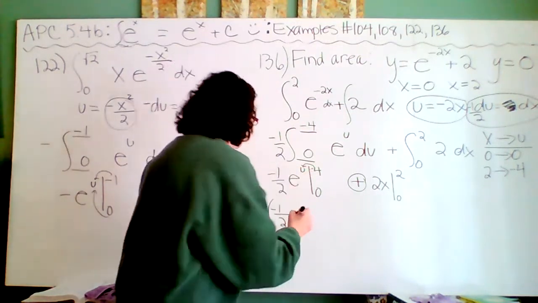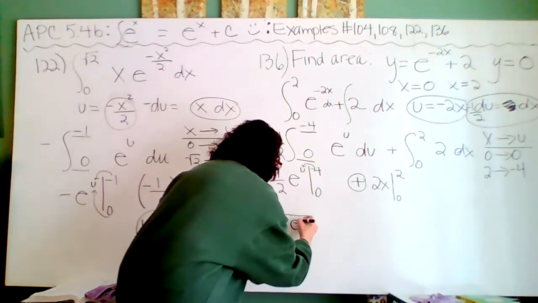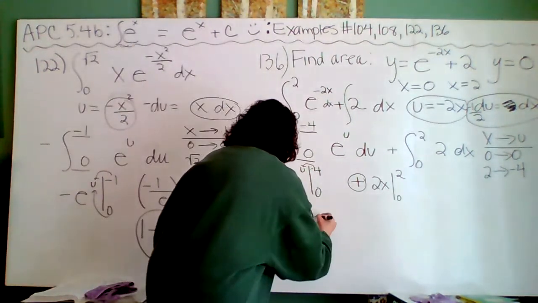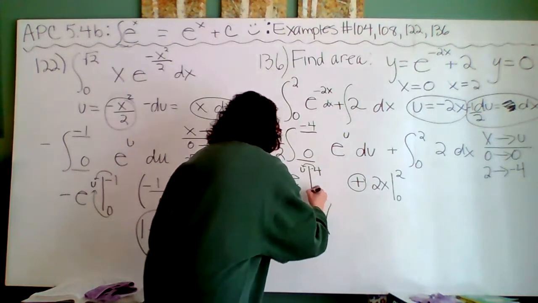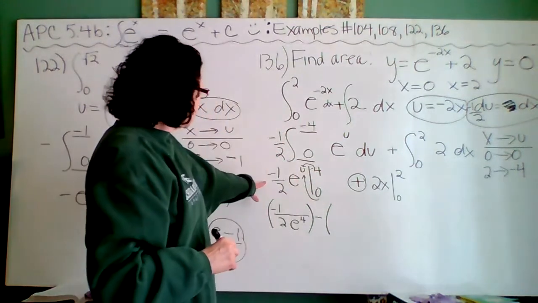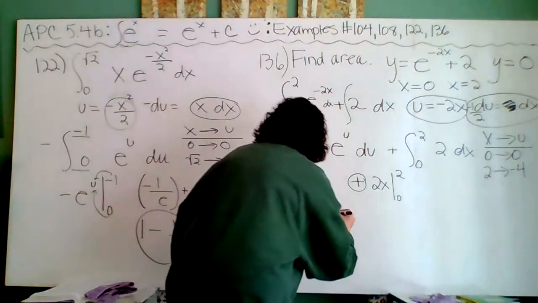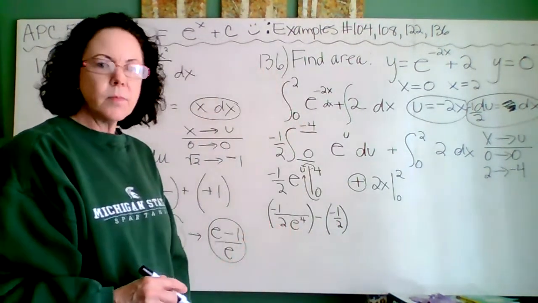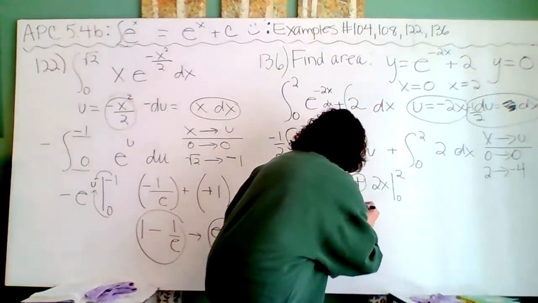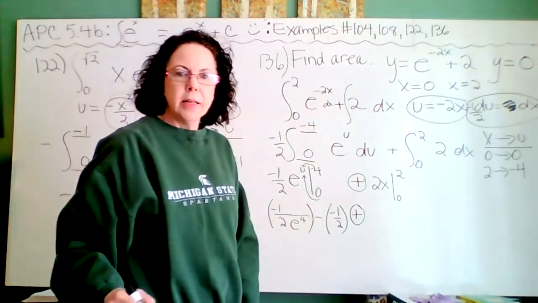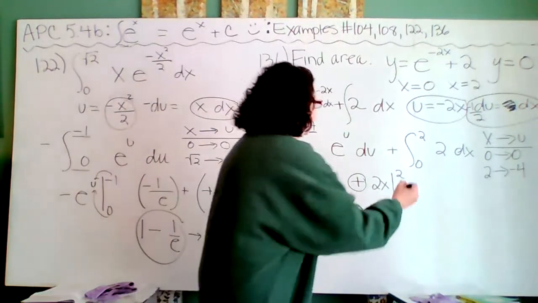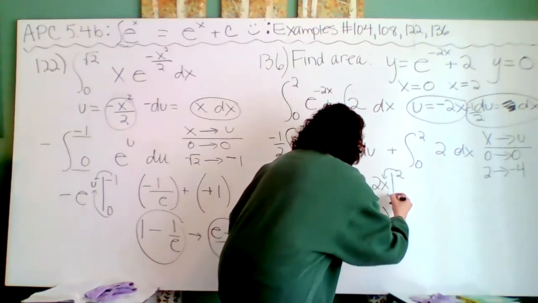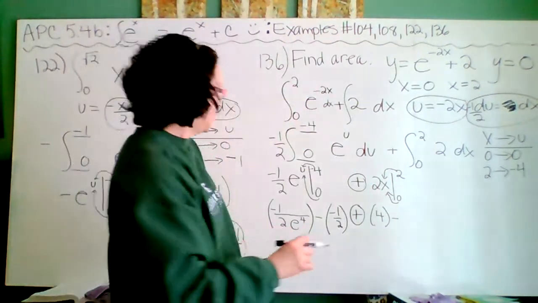This is e to the -4. So I'm going to write that as e to the +4 in the denominator, minus, when I put a 0 in, that's a -1/2 times 1, which is a -1/2. I'm at the plus. Here we go, f of b minus f of a here. That would be 4 minus 0, which I don't need.